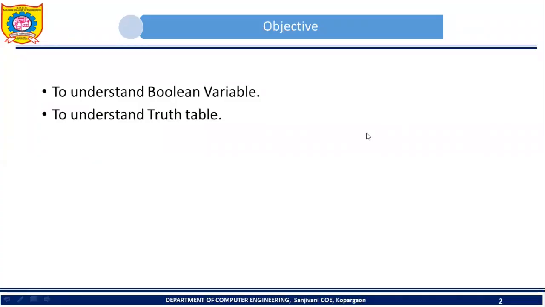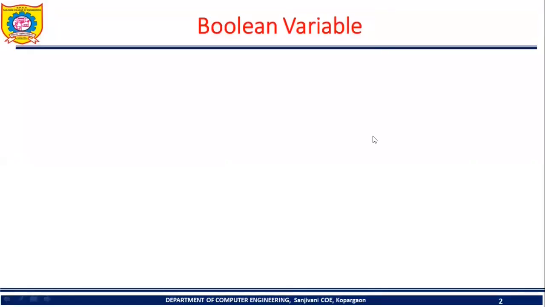Welcome everybody. So what are the objectives of this lecture? The first objective is to understand Boolean variable and the second objective is to understand truth table. Now let's see what is Boolean variable.